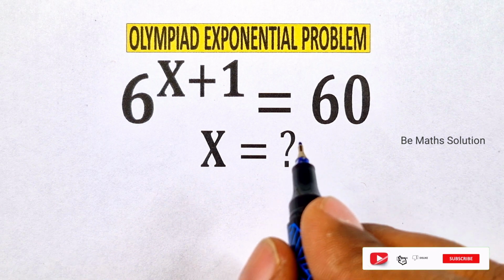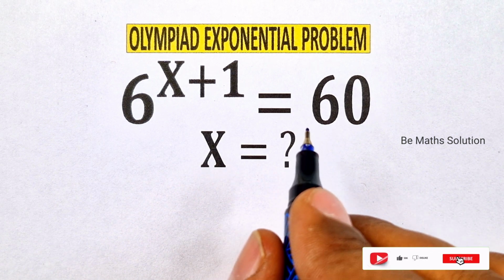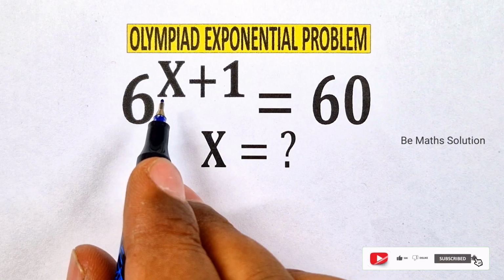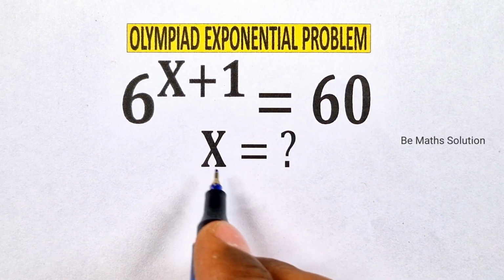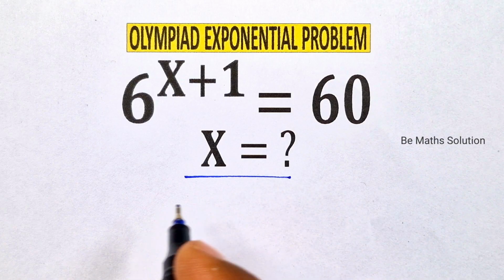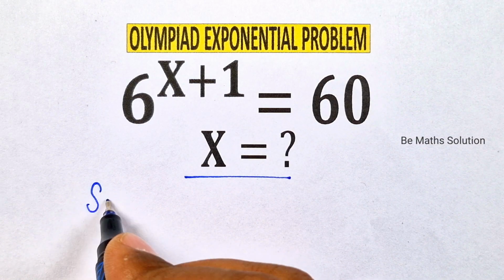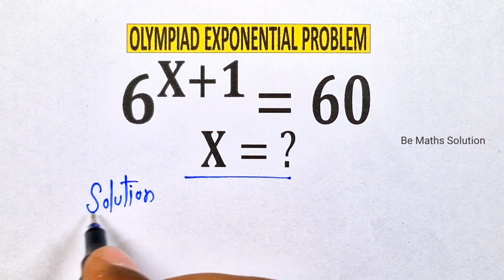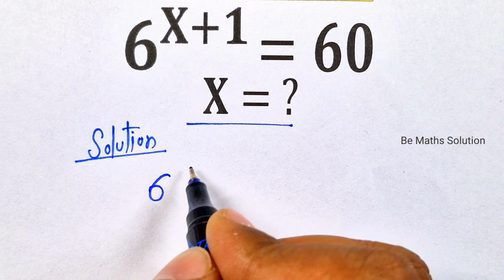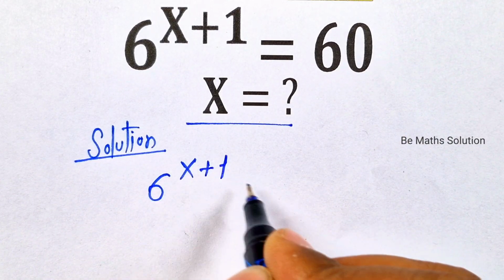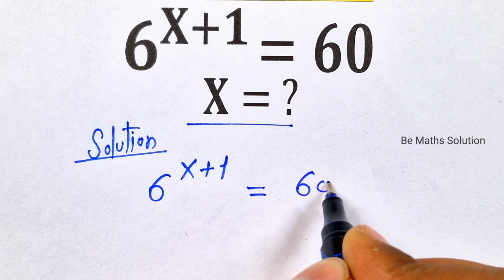Hello friends, you are welcome to solve this math problem: 6 to the power x plus 1 is equal to 60. Find the value of x. Let's have a solution. This is our question: 6 raised to power x plus 1 is equal to 60.